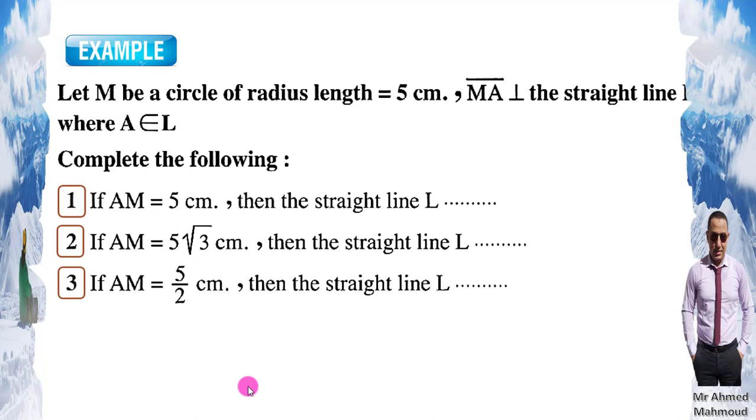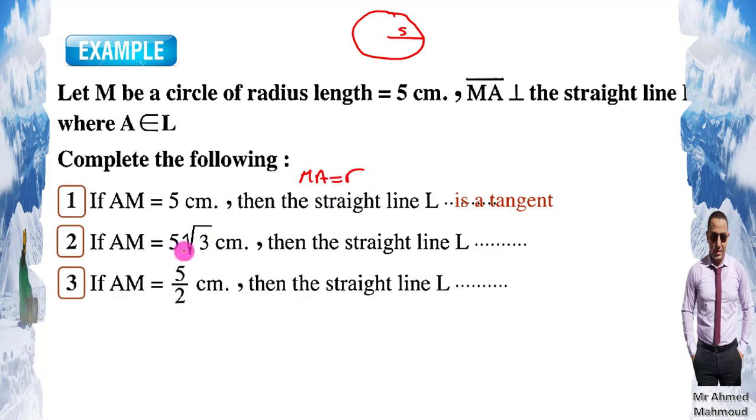Okay, as we see, let m be a circle of radius 5 centimeters. Okay, now I have circle like this, its center equal 5 centimeters. طيب أول relation، لو ال AM equal 5 يبقى اللاين هيكون touch the circle، هيكون اللاين ده tangent. طيب لأن ال MA هنا equal R.